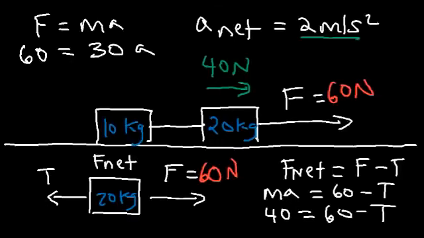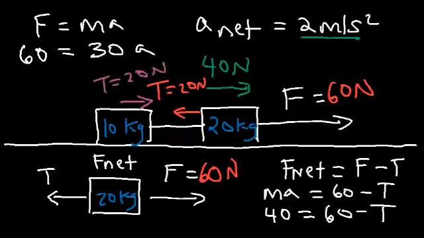So therefore the tension has to be 20. 60 minus 20 is 40. So this 20 kilogram block feels the tension force of 20 newtons. Now notice that this tension force that pulls the 20 kilogram block to the left is equal to the tension force that pulls the 10 kilogram object to the right.